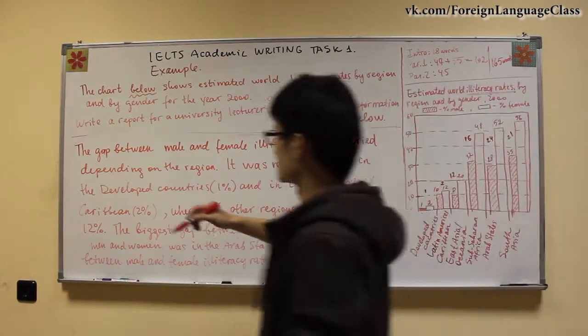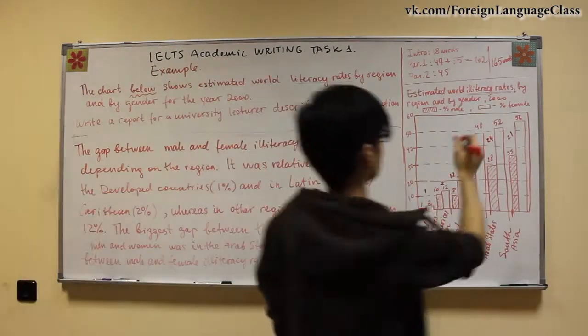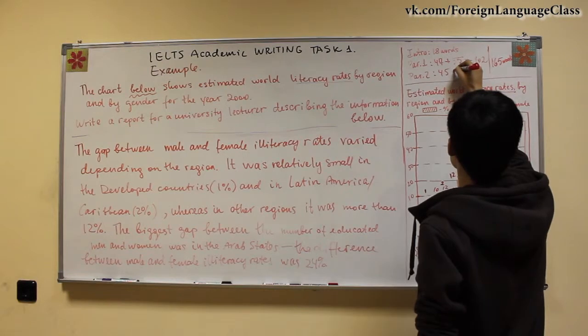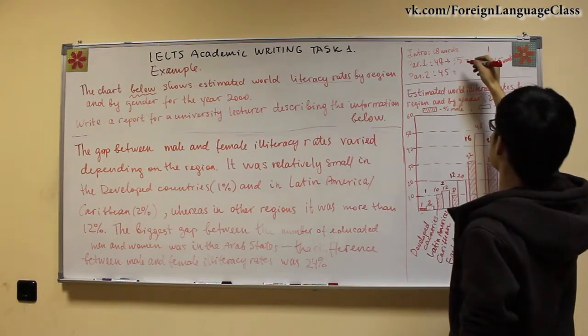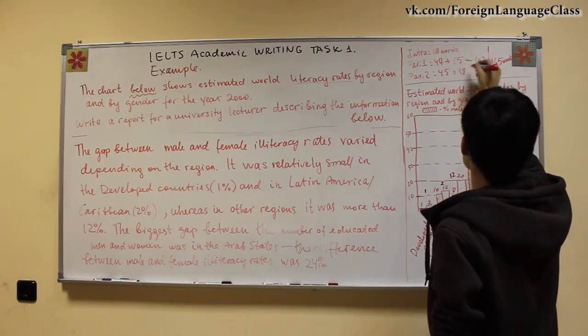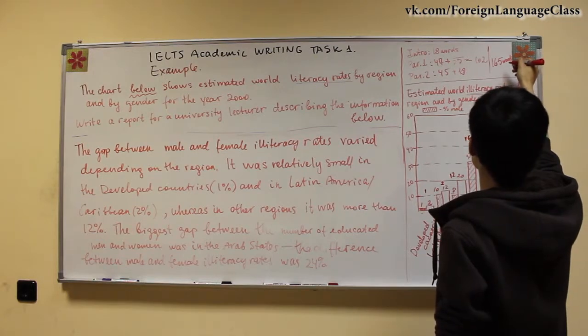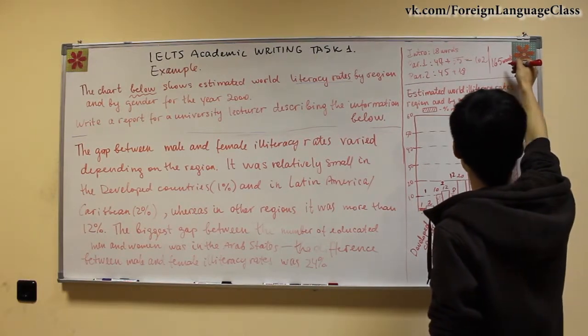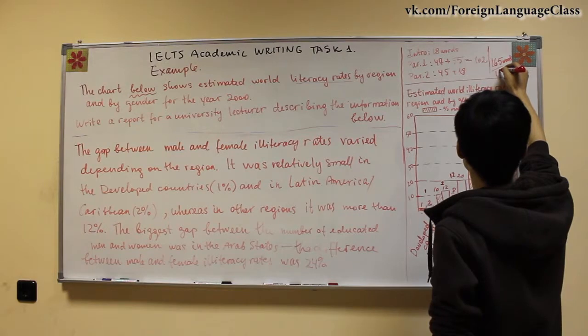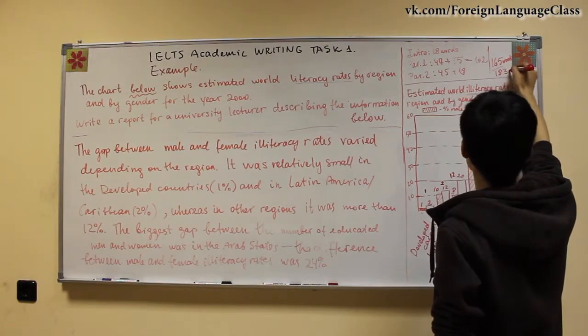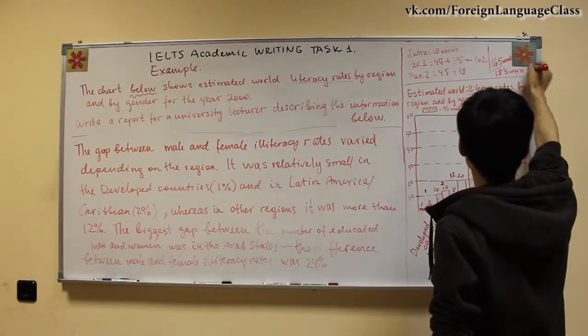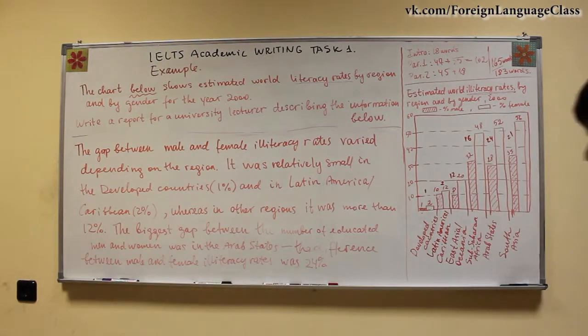Okay, now let's count the number of words. 63, so it's plus 18, so now it's 183 words. It's a bit too much, but still okay.